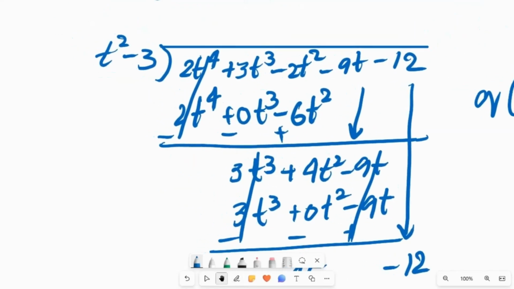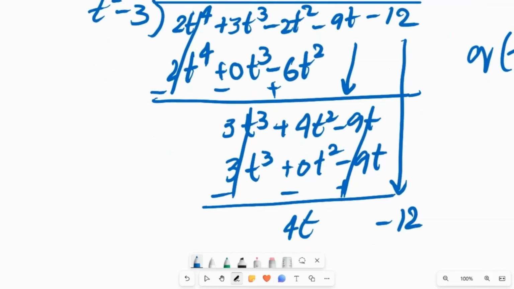Next term, what would you multiply? This would be t square. Yeah. So what number would be multiplied to t square to become 4t square?